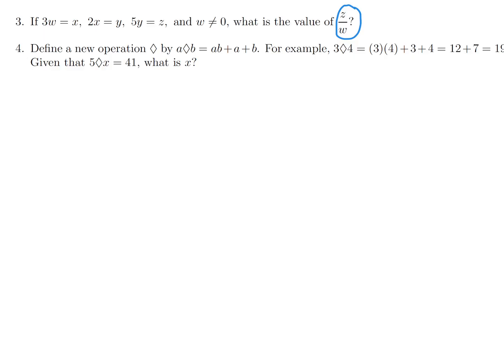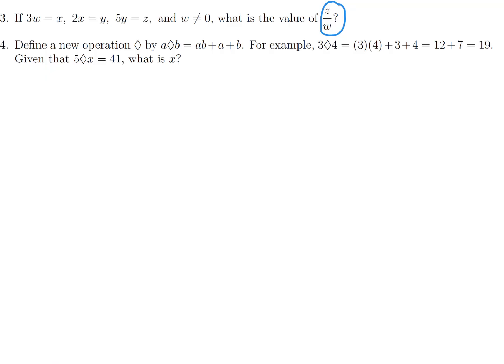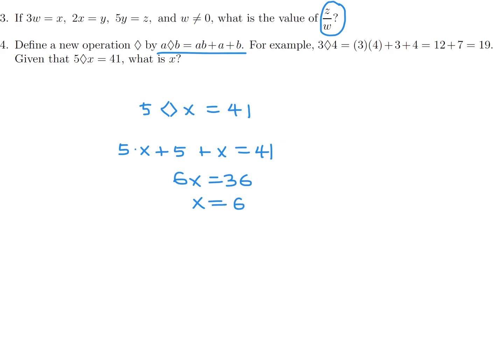Define a new operation, diamond, by a diamond b is ab plus a plus b. Given that 5 diamond x is 41, what is x? So 5 diamond x is 41. So using this definition, that would be 5x plus 5 plus x is 41. So 6x is 36, and therefore x is equal to 6.